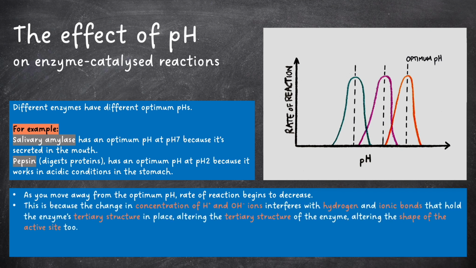This is because the change in concentration of H+ and OH- ions interferes with hydrogen and ionic bonds that hold the enzyme's tertiary structure in place, altering the tertiary structure of the enzyme, altering the shape of the active site too.